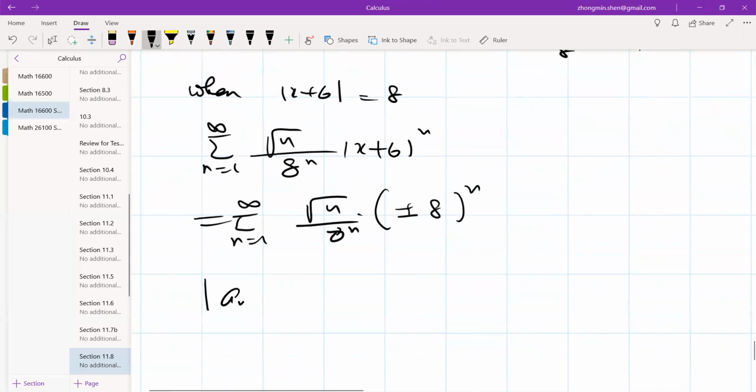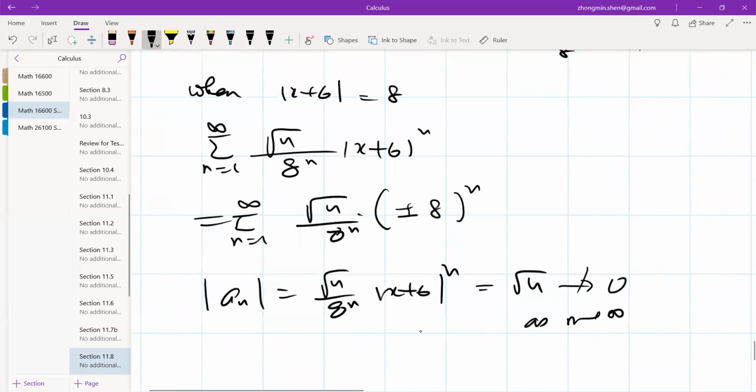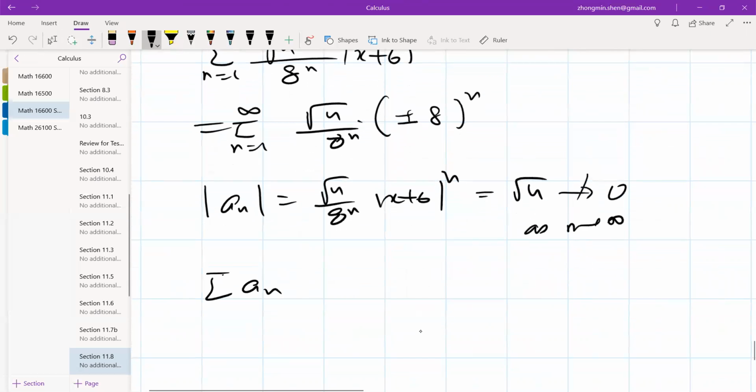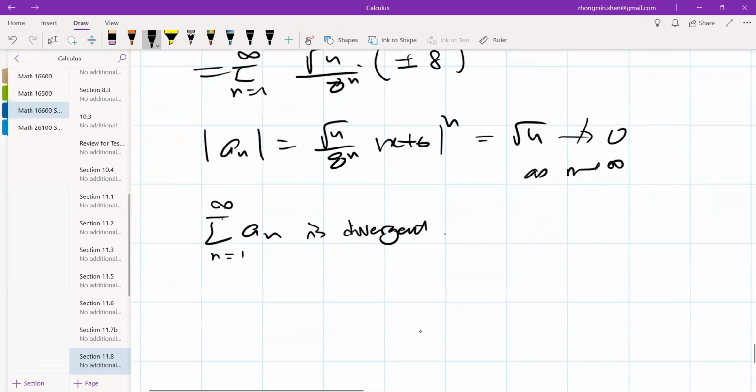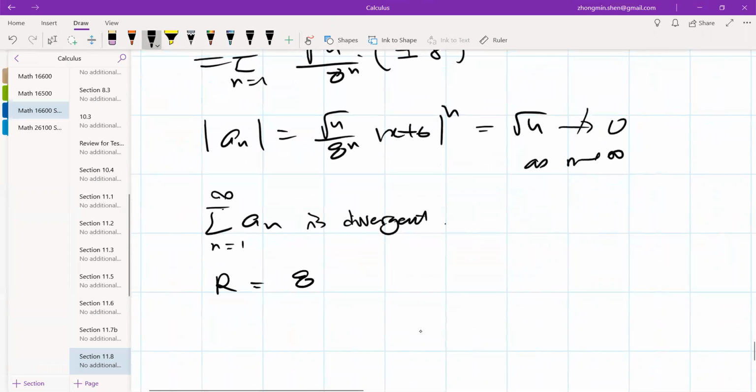Anyway, you can look at just the absolute value. x plus 6 is going to be 8, so the terms are going to be square root of n. And clearly, this does not approach 0 as n approaches infinity. So the series is divergent. Now it's clear that the interval of convergence will be just an open interval. Let's write down: the radius of convergence is 8.